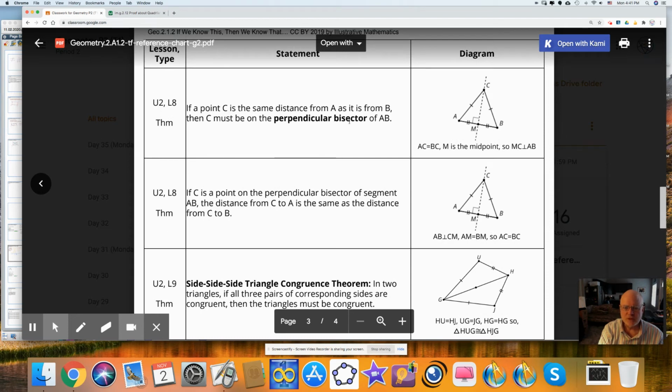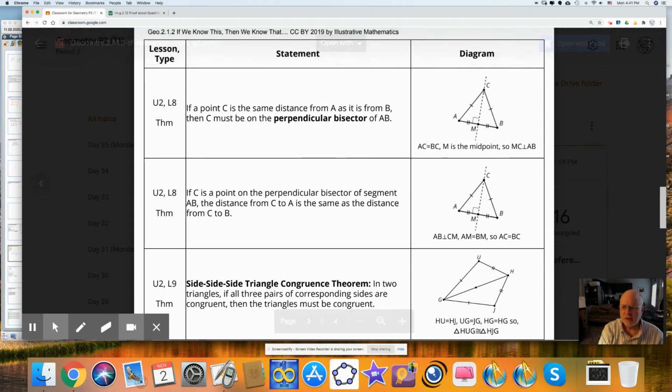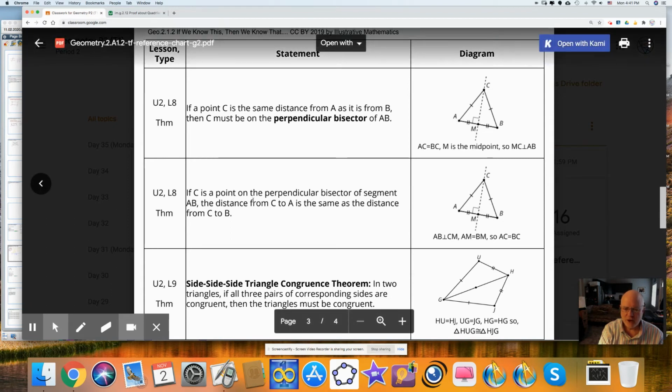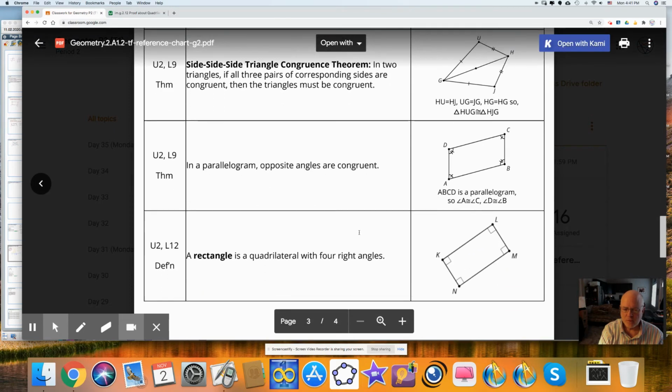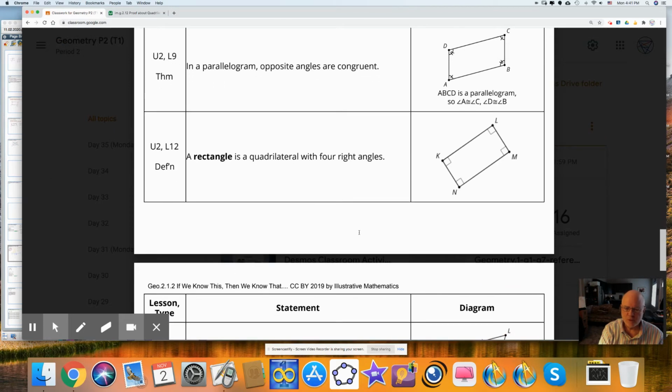The perpendicular bisector theorem says that if a point is equidistant from 2 endpoints of a segment, then it is on the perpendicular bisector. And I like the converse of it, which says if a point is on the perpendicular bisector of a segment, then it is equidistant from the 2 endpoints of the segment. These are all ones that we've proved.